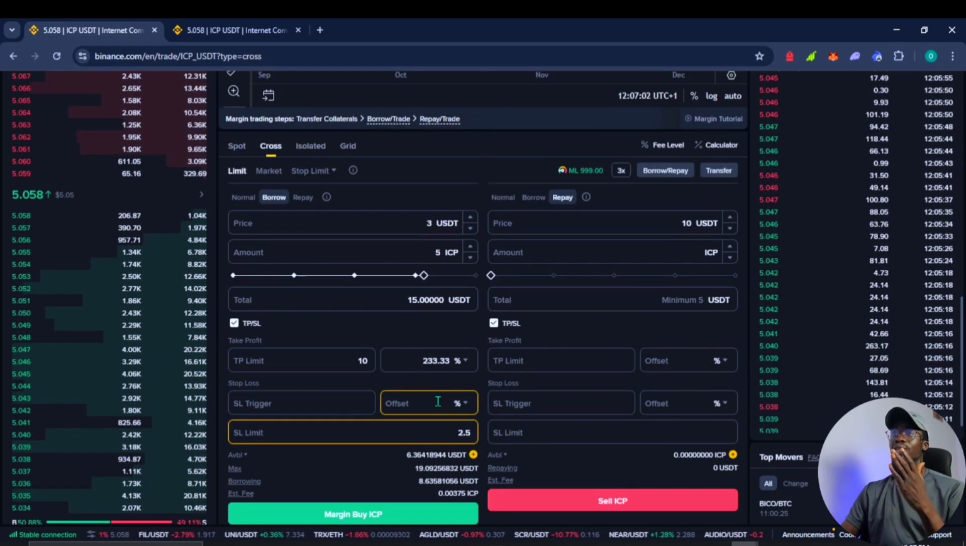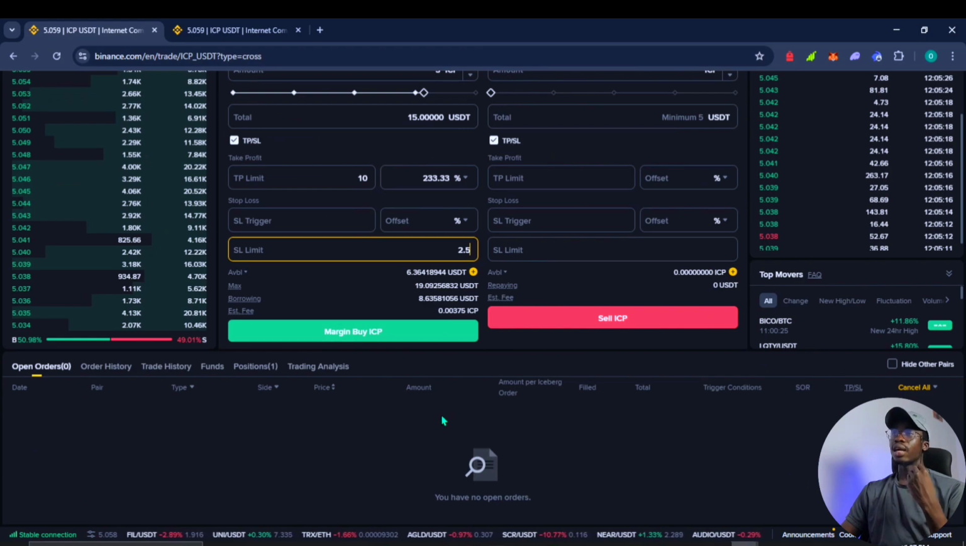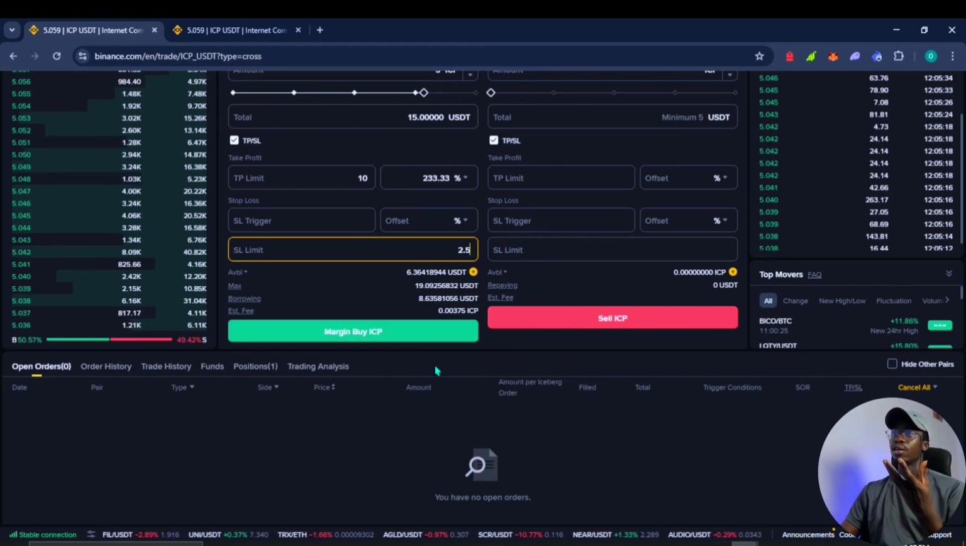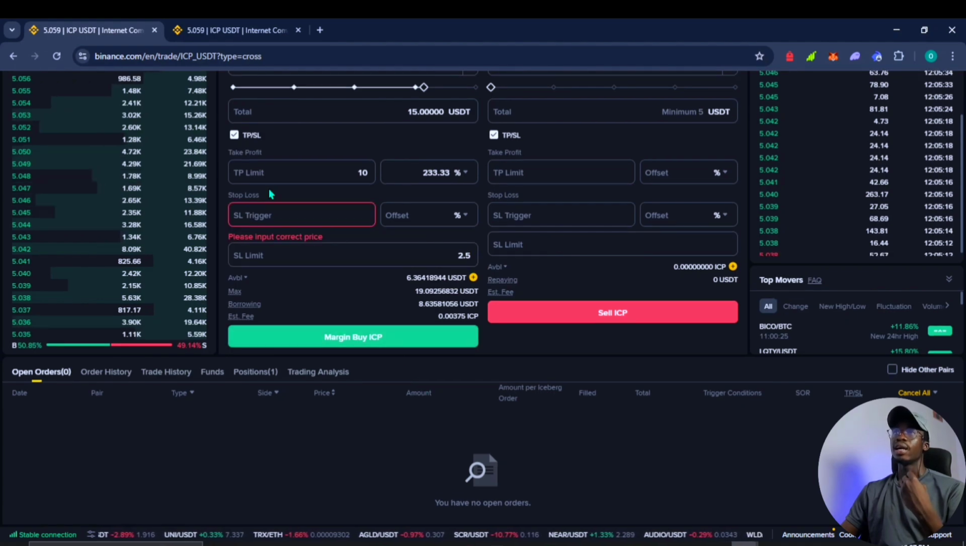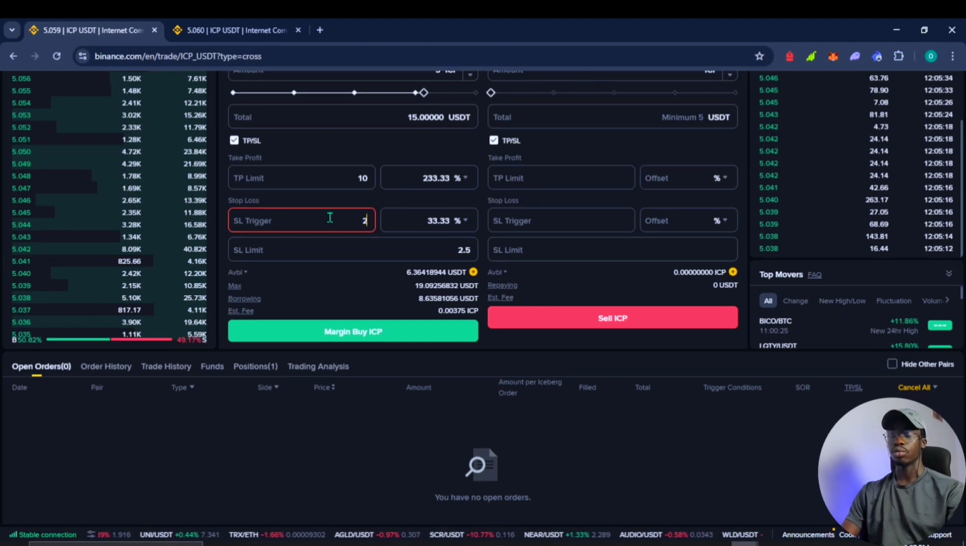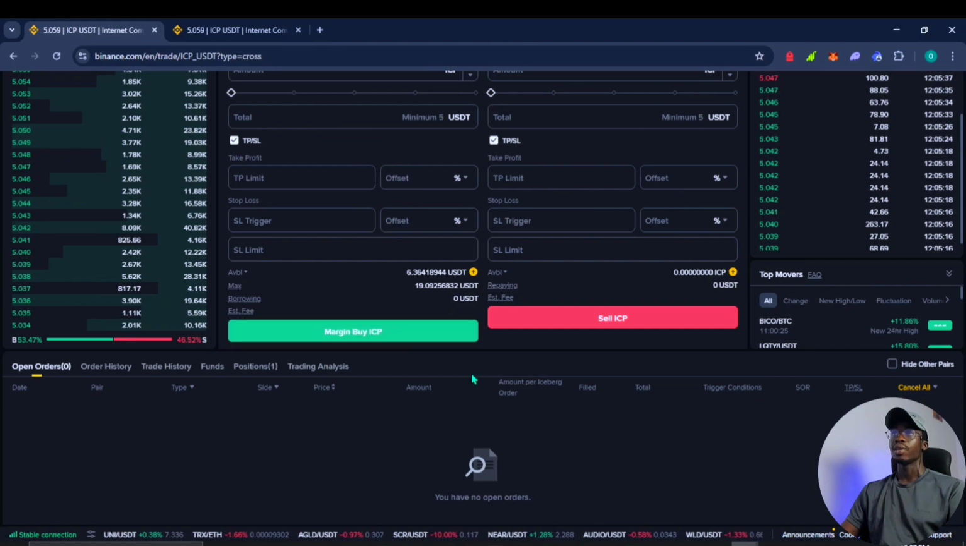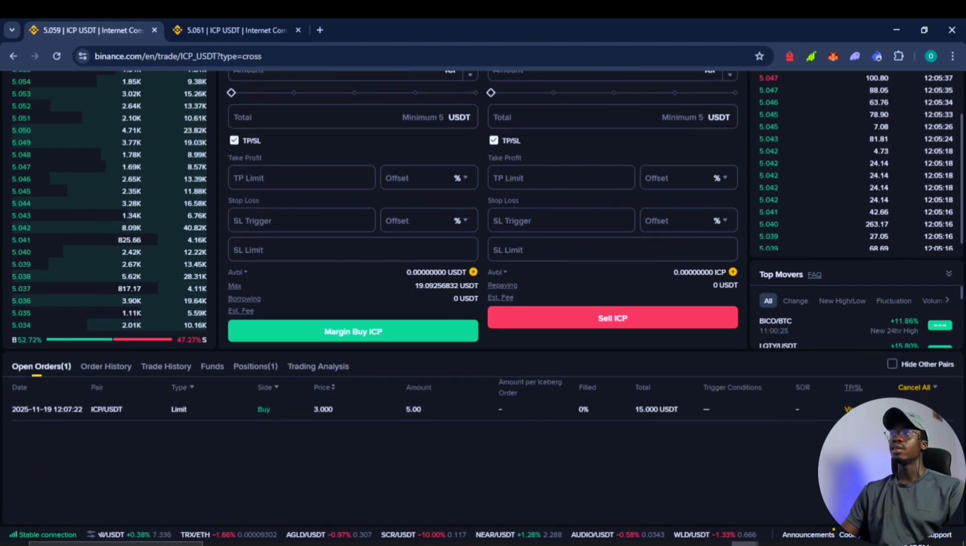Now whenever I get to sell my 5 ICP at the price of $10 per one, I would have a profit of 50 USDT. Well, let's say an income of 50 USDT, and by then I'll click on margin buy ICP. Okay, sorry, I didn't click on this. Click on 2.5, 2.5. And I click on margin buy ICP, and you will see that immediately I will have my order open right here, just waiting for this to happen.